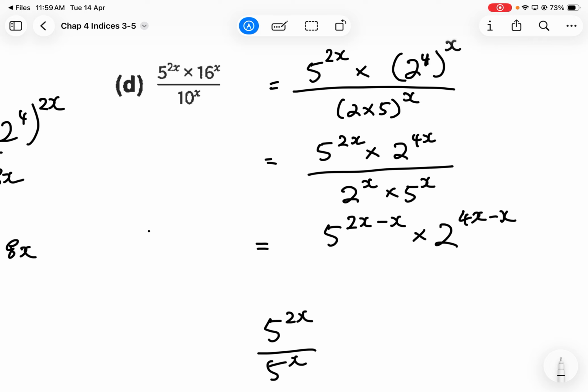Because it's division, divide. So 4x minus the power, power minus power, power minus power. So in the end, my answer will be 5 to the power of x times 2 to the power of 3x. Okay? Answer. So your calculator will not be able to help you do all this.